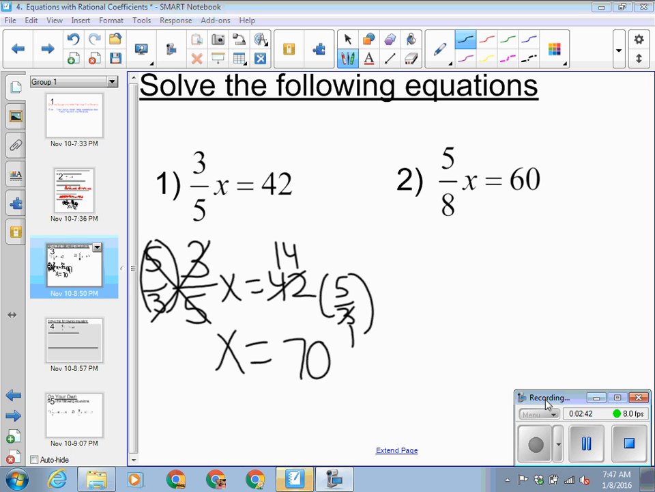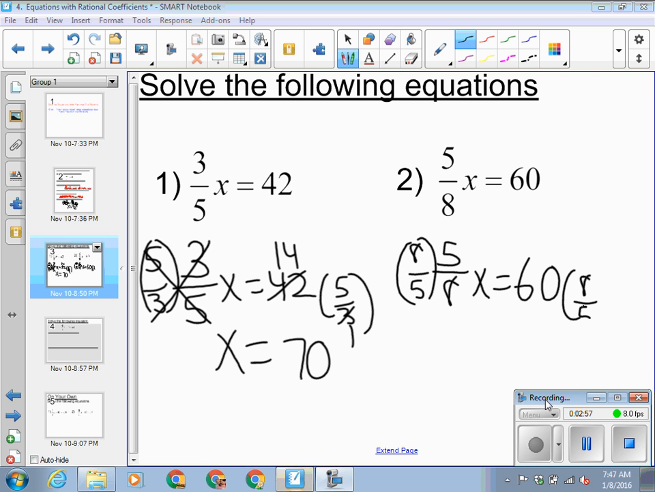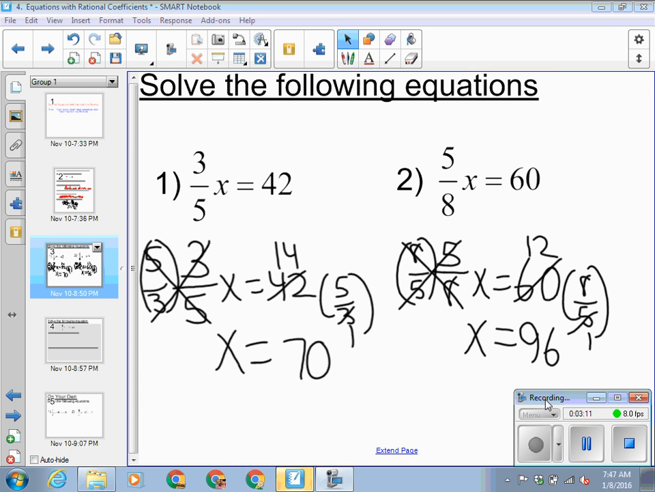Notice I'm doing work on both sides of the equation. That will become really important in a little bit. Now we have 5/8 x equals 60. We'll rewrite that. Multiply both sides. 5 is flipped. Same again. These 8's cancel out, 5's cancel out. Left with x. 60 and 5, we can divide both parts by 5. 12 times 8 is 96. Those are one-step equations with those fraction coefficients.